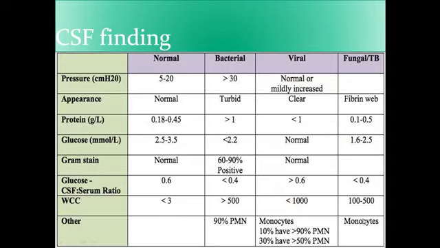So a question may arise in your mind: why do these kinds of changes occur? Why will protein concentration be increased in bacterial? Because bacteria are prokaryotic, they have cell walls, and cell walls have protein. So whenever there will be more bacteria, more cell wall, so there will be more protein. On the other hand, why less glucose? Glucose will be less because after entering the CSF circulation, bacteria have to survive by taking CSF glucose. So CSF glucose will be decreased.